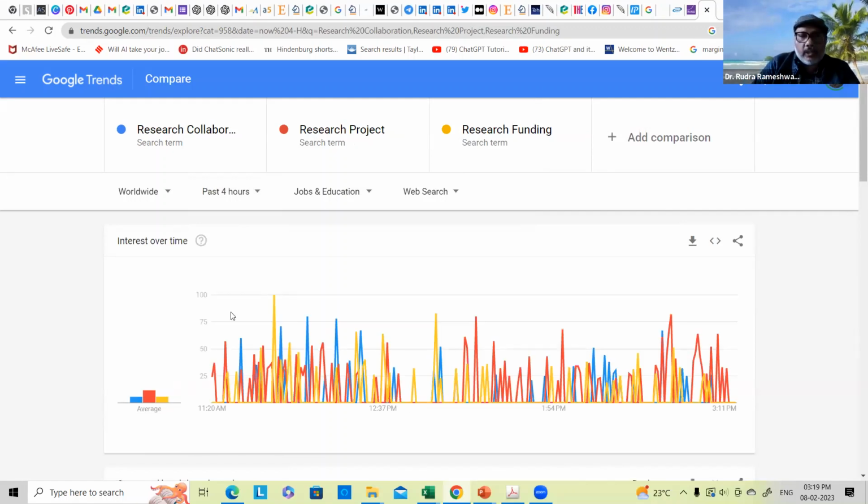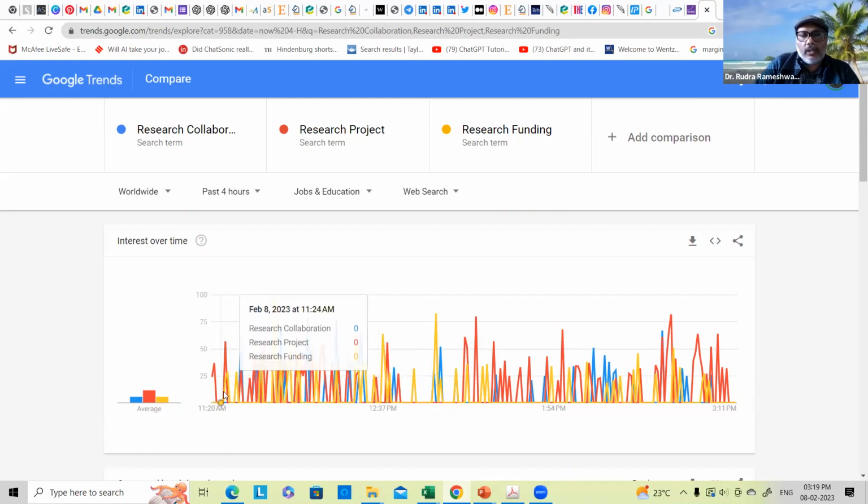So you can see research collaboration, research funding. In the morning, it was captured today at 11:47 a.m. According to this time, research collaboration was 0, but research projects were 37 and research funding was 0. So again, you can see funding was not there. So let me see one by one where funding is more.